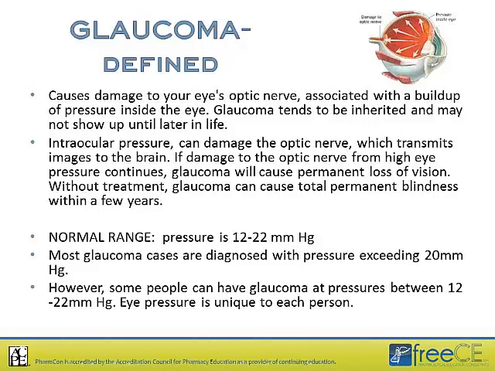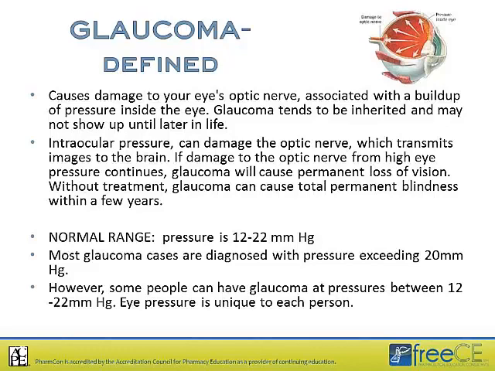If damage to the optic nerve from high pressure continues, glaucoma will cause a permanent loss of vision. Without treatment, glaucoma can cause total permanent blindness within a few years. The normal range for intraocular pressure is between 12 and 22 millimeters of mercury. Most glaucoma cases are diagnosed with pressure exceeding 20 millimeters of mercury. However, some people can have glaucoma damage at pressures between 12 and 22. Eye pressure is unique to each patient, so consultation with an optometrist or ophthalmologist is really critical for monitoring this disease state.